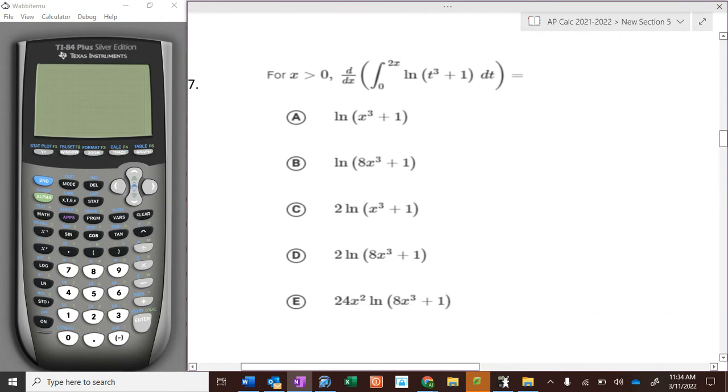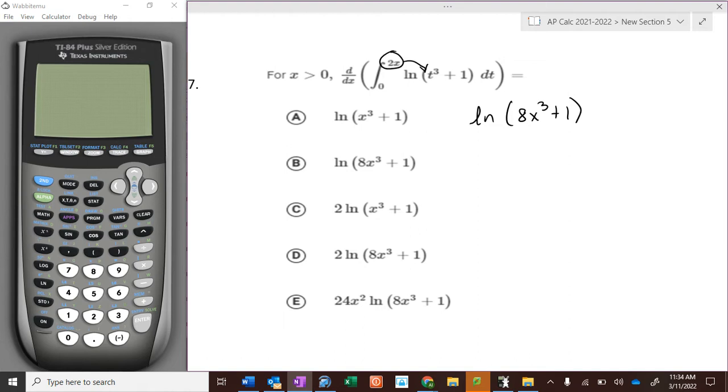All right. So let's look at this bad boy. Fundamental theorem of calculus, which we're getting better at now. Okay? So if we do the fundamental theorem of calculus, what do we do? The 2x goes in for the t. What's 2x cubed? 8x cubed. So it's the natural log of 8x cubed plus 1. Because 2x times 2x times 2x. 2 times 2 times 2 is 8. x times x times x is x cubed. Okay?